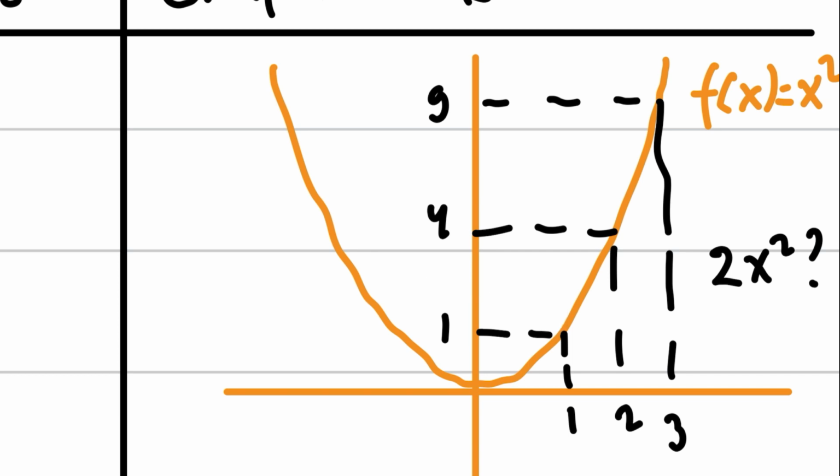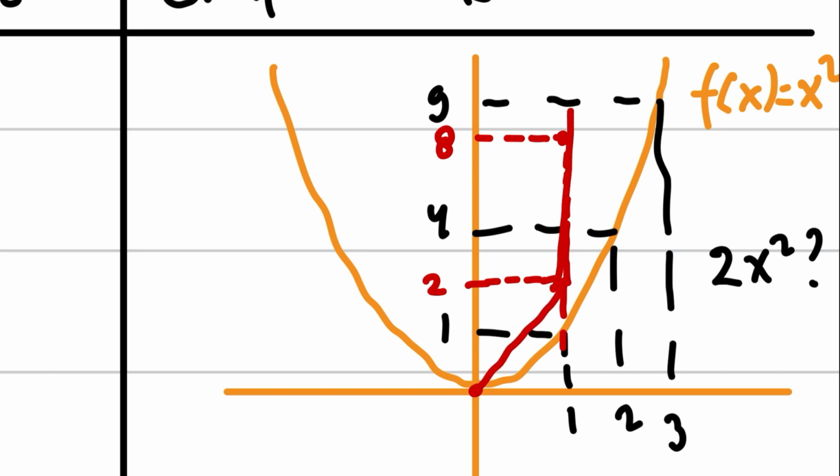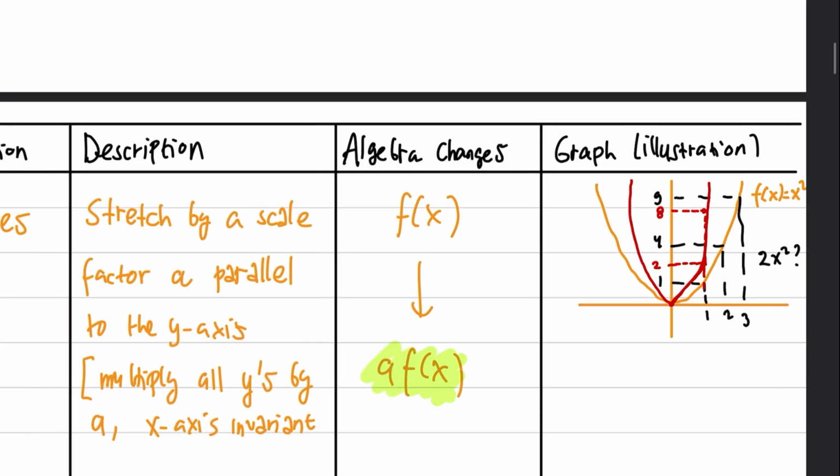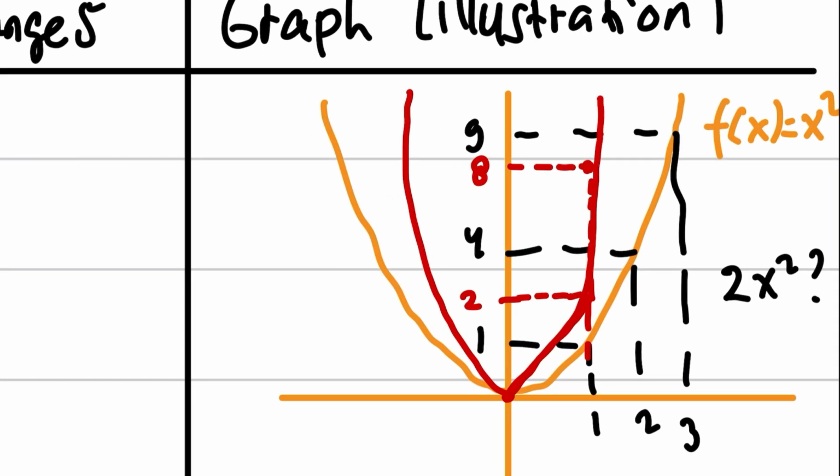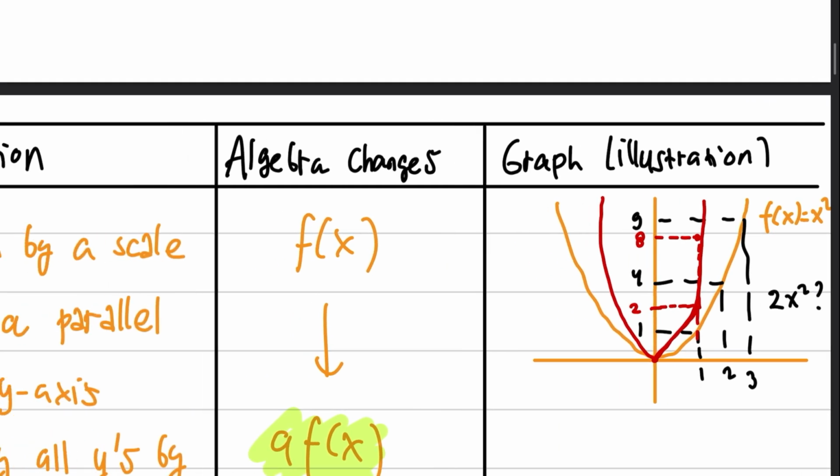So 1 becomes 2, but keep the x value the same. 4 becomes 8. 9 becomes 18, which we cannot draw. 0 is still 0, so this is the graph. As you can see, we stretch it vertically from 1 to 2, 4 to 8. Yeah, the graph looks ugly, but it's okay, as long as you understand what it means.